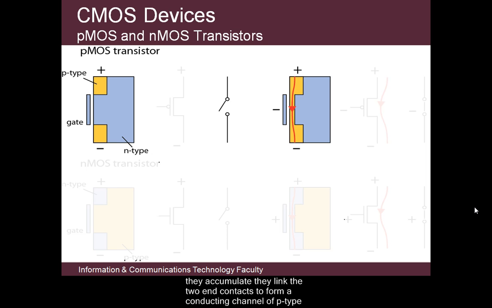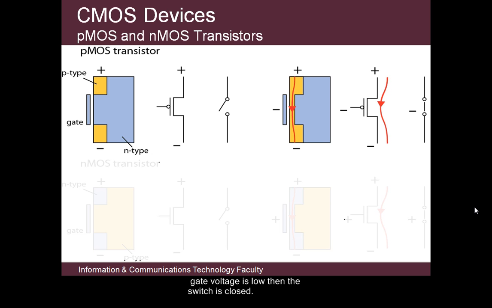The device acts as a switch controlled by the voltage on the gate. If the gate voltage is positive or high, the switch is open, and if the gate voltage is negative or low, then the switch is closed. On the circuit schematic diagram, this is indicated by the small circle on the gate connection to indicate that a low voltage on the input closes the switch.